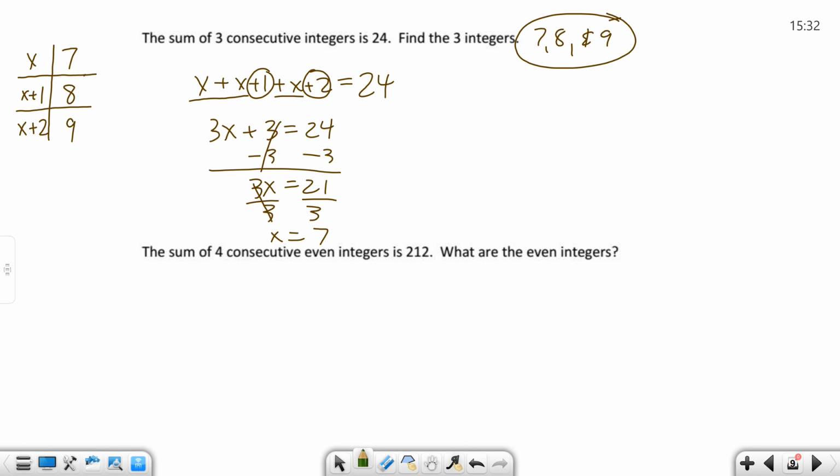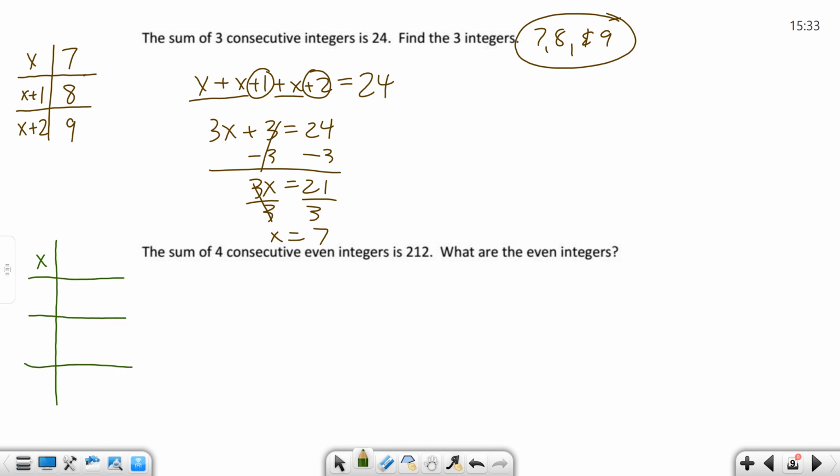3. That's 2 away. What's the next odd number after 3? 5. That's still 2 away. So even though they're odd, you're still adding 2, which is an even number. So it's the same deal here. 4 consecutive even integers. So we have x. We're going to start with x as the first one, okay?